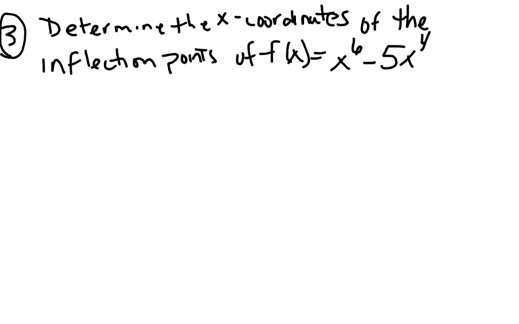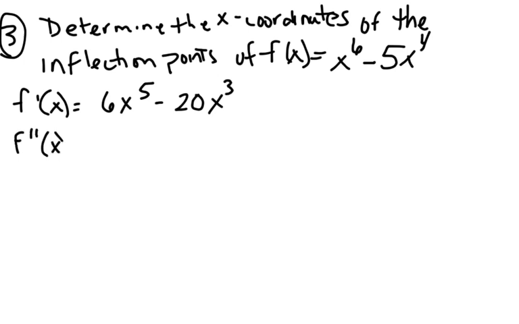So, I'm going to find my second derivative. First derivative is 6x to the 5th minus 20x cubed. Second derivative, 30x to the 4th minus 60x squared. Set that equal to 0. This is never going to be undefined. It's a polynomial. It's defined for all values of x, all real values of x.